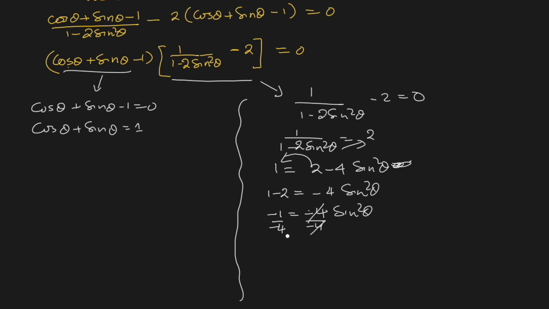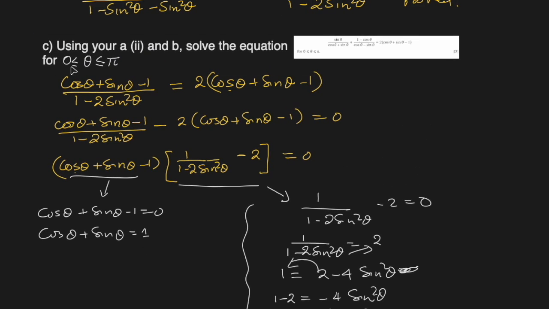So this cancels and this positive, two negatives become positive. So sine square theta equal to 1/4. And if I square root, it becomes sine theta equal to plus or minus half. Let me show you the domain we've been given. Domain given was 0 to pi. So let's see what answers we get from 0 to pi in this case.